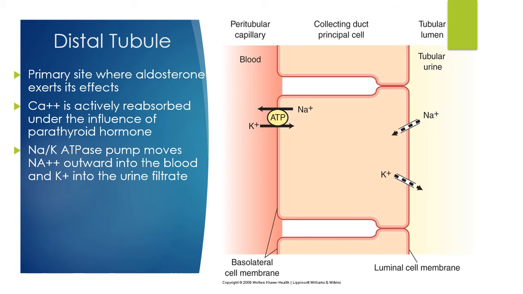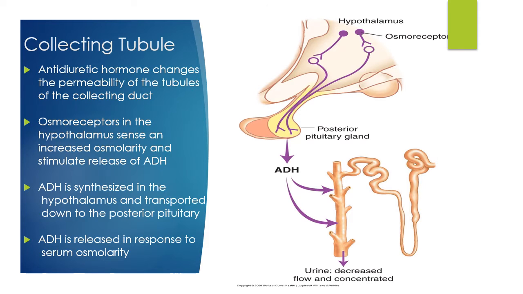So the distal tubule is where aldosterone has its effect. Calcium is reabsorbed here, and the sodium-potassium ATPase pumps the sodium into the blood and potassium into the urine in the filtrate. The collecting tubule is where ADH, or antidiuretic hormone, has its effect, so it can change the permeability of the tubules and the duct, and it's released in response to an increase in serum osmolarity.